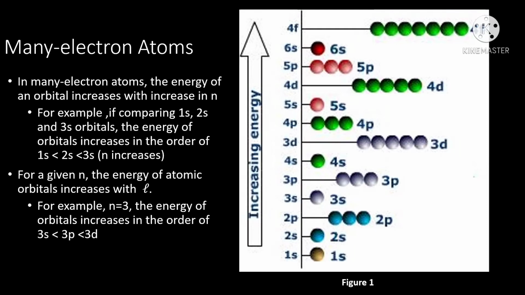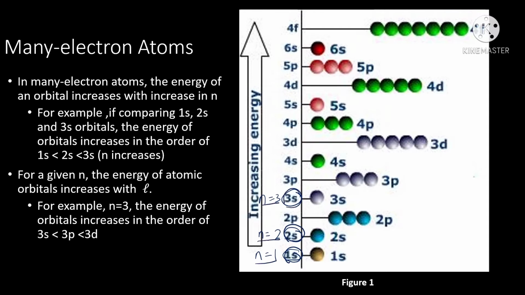In many electron atoms, the energy of an orbital increases with increase in n. For example, if comparing 1s with n equals 1, 2s with n equals 2, and 3s with n equals 3, the energy of the orbitals increases in the order of 1s, 2s, 3s as the n increases.